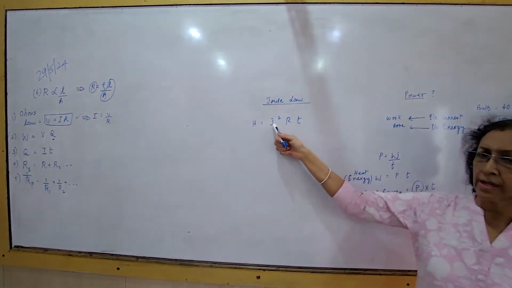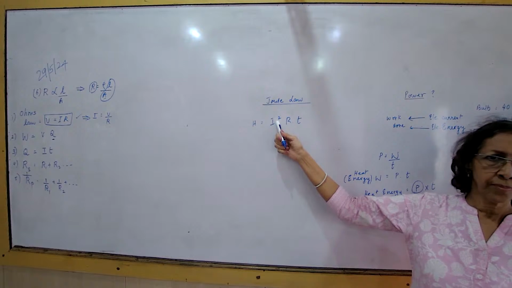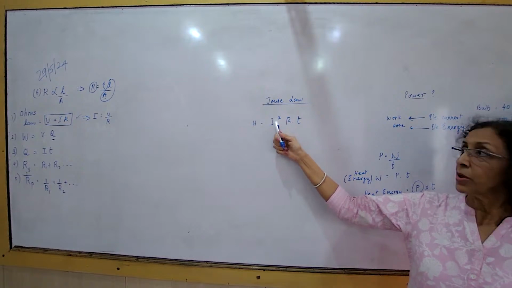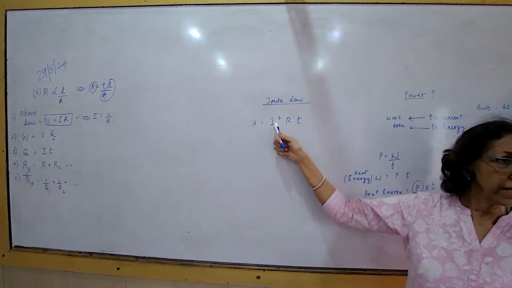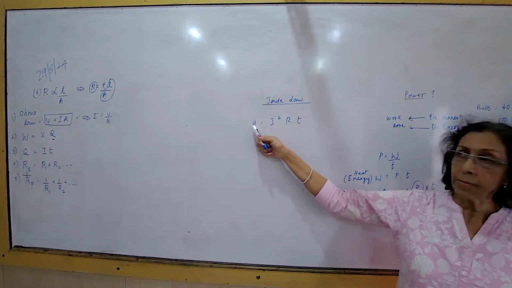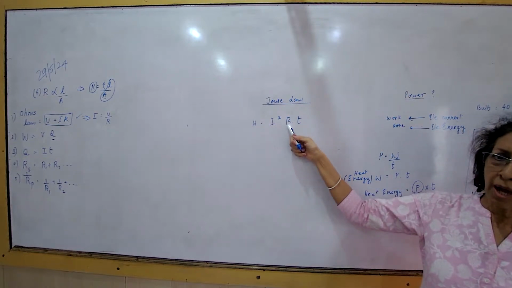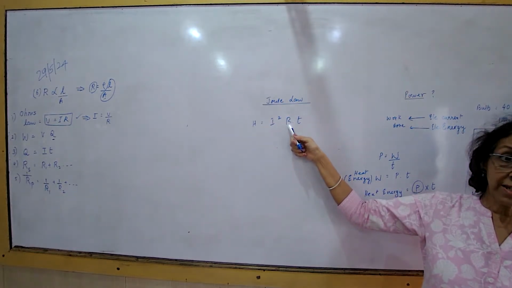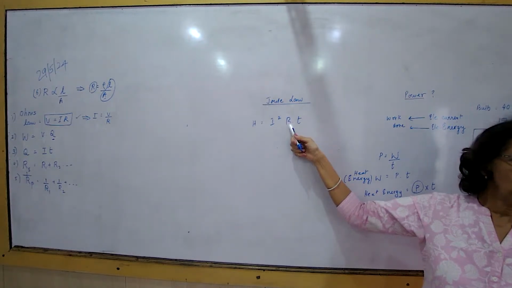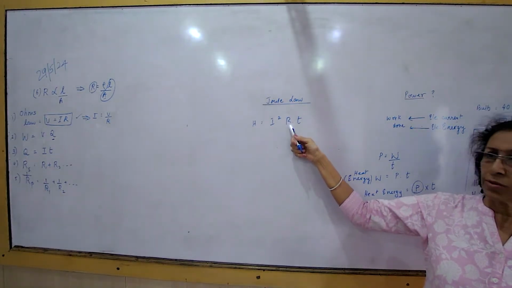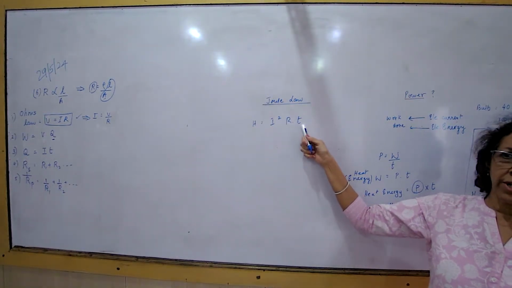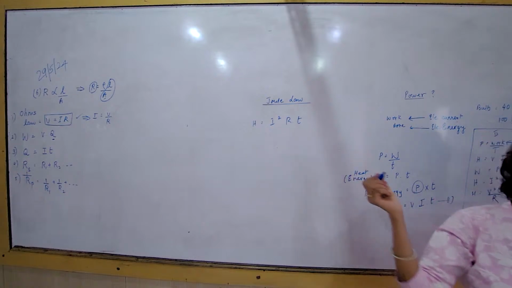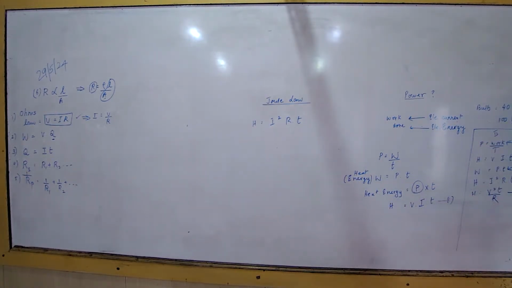If we are having a steady current of I, what does it tell us? That the heat produced is directly proportional to I. Heat produced is directly proportional to R. What is R? Resistance. The greater the resistance of the coil, the greater is the heat produced. Also directly proportional to T. Greater the time, obviously so much heat is produced. So, is that okay? Clear?